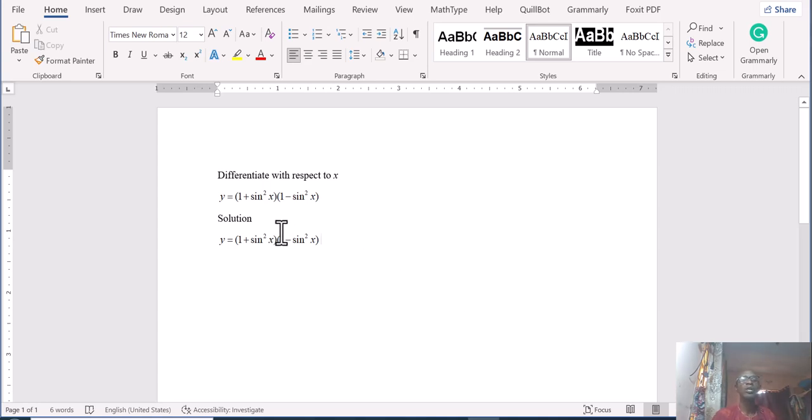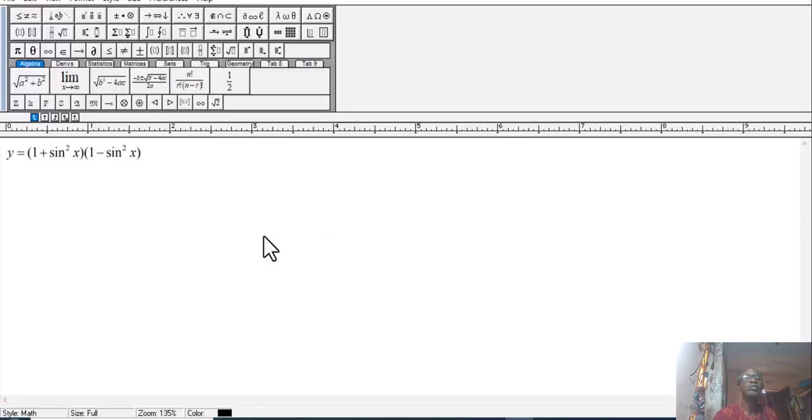Now, we are given this problem: differentiate with respect to x, and the problem is on differentiation, which is y equals (1 plus x squared)(1 minus sine x squared). So let's start and see the solution.